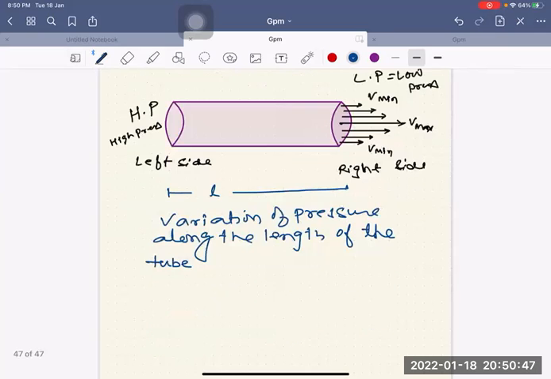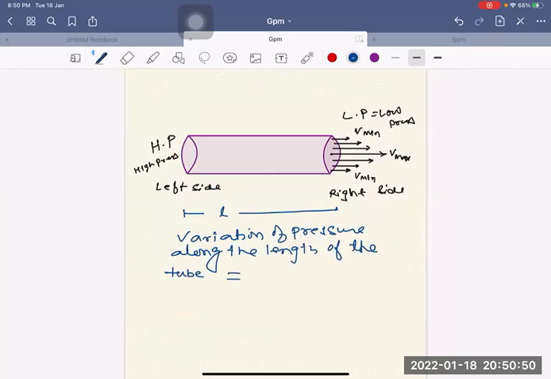और इस वेरिएशन ऑफ प्रेशर को हम कुछ ऐसे भी देख सकते हैं. dV upon dl. Actually, it is, sorry, not the velocity. dP upon dl, I'm sorry. Pressure है ना? dP upon dl. And this is called the pressure gradient. जैसा हमने देखा था. Gradient. This is called the pressure gradient.